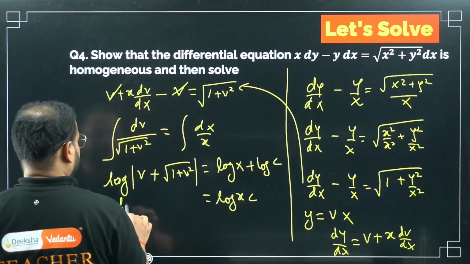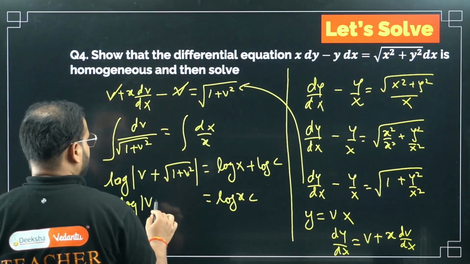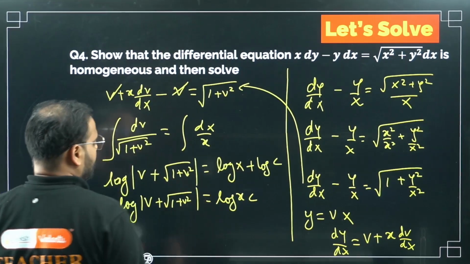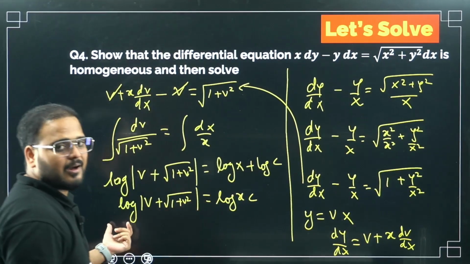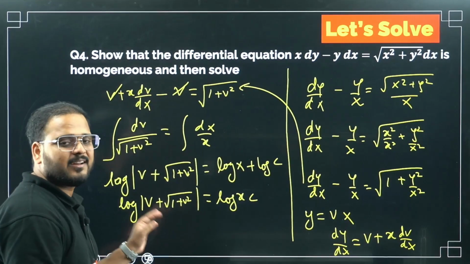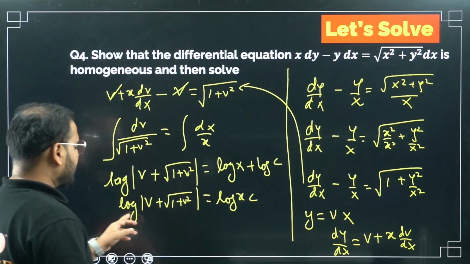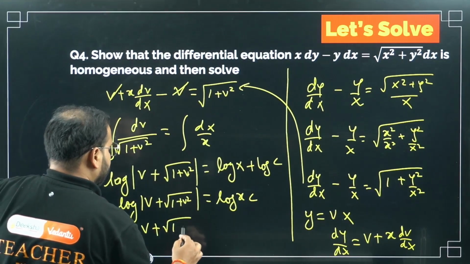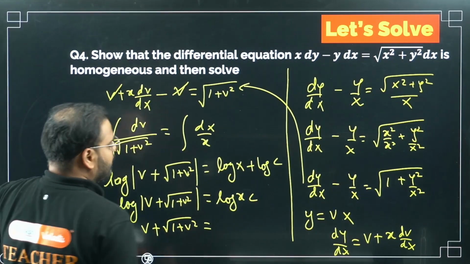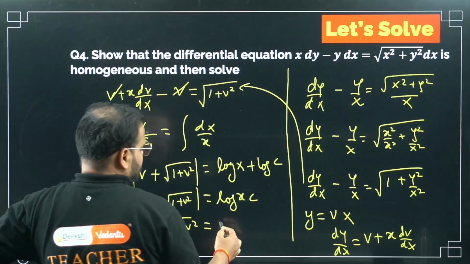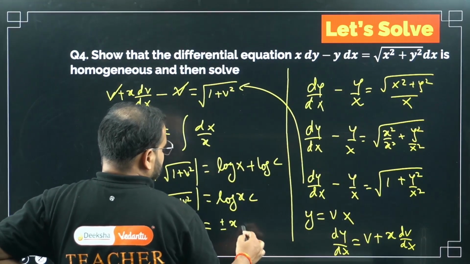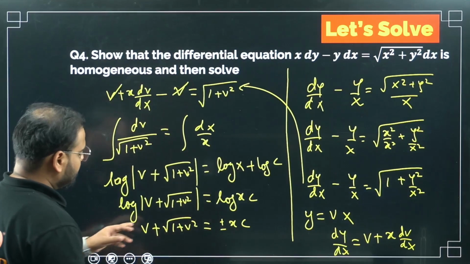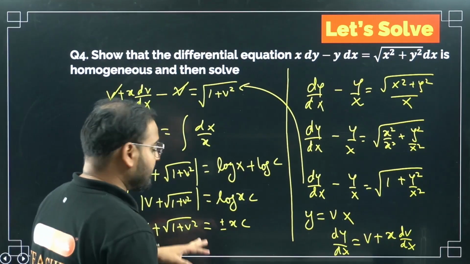Log v plus 1 plus v square. See, both sides have log. I can take the exponential function on both sides and log will be cancelled. So I can ignore the log and write it directly like this, v plus root 1 plus v square. Modulus will make what, positive negative, so plus minus xc. Log operates only on the positive side. For that reason plus minus will come. We are taking out log.